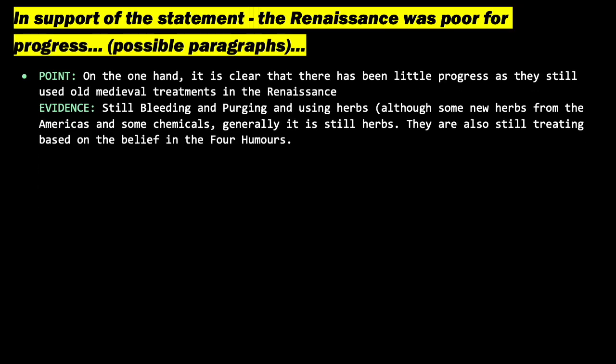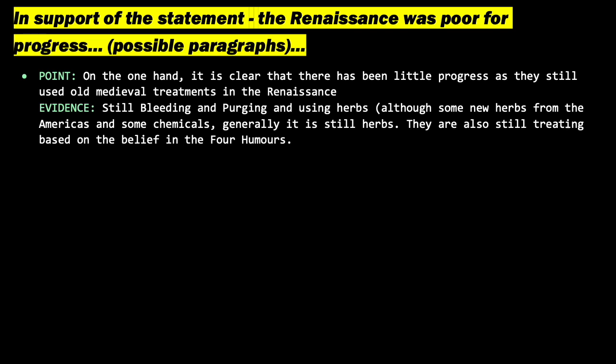If you choose to agree with the statement, the Renaissance was poor, these are the possible paragraphs that you could talk about. So firstly, you could make your point that on the one hand, remember we're starting our essay with that really clear, this is my side of the argument that says that I agree. You could say that there was little progress as they still used old medieval treatments in the Renaissance. So this paragraph is quite clearly going to be about medieval treatments that we're still using in the Renaissance, and there are many. So just getting your 3 facts in this should be easy.